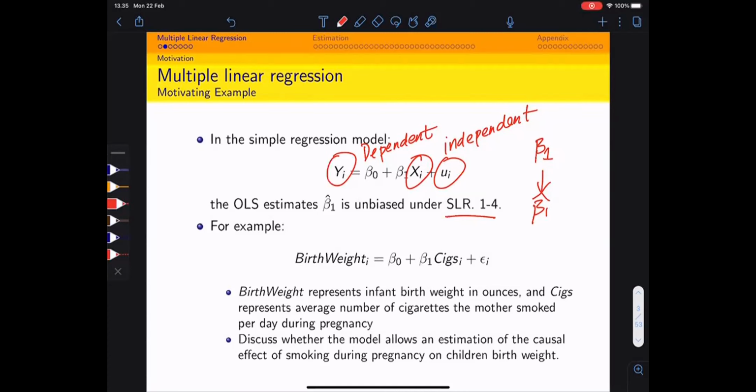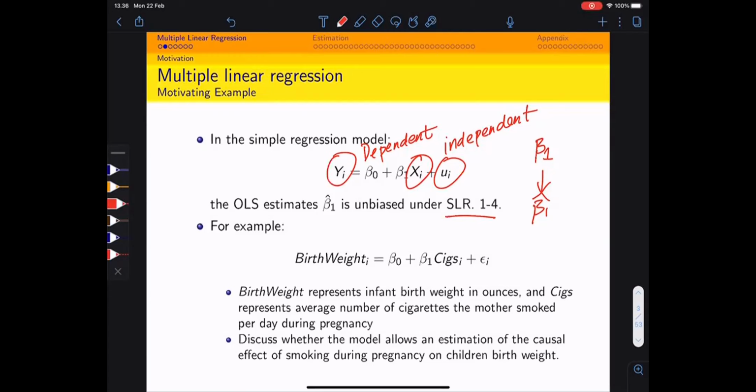Now, what we're going to do today is try to extend the model. But before we extend the model, I just want to have a relatively short discussion. In this particular example, I have birth weight on the left-hand side. Birth weight represents infant birth weight in ounces. And then I have cigs on the right-hand side. Cigs represents the average number of cigarettes the mother smoked per day during pregnancy. Okay. Now, what I want you guys to discuss is whether the simple model allows an estimation of the causal effect of smoking during pregnancy on children's birth weight, okay?